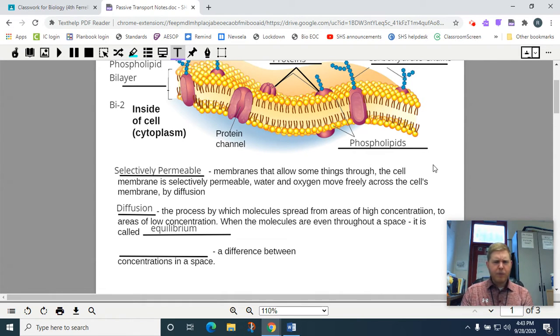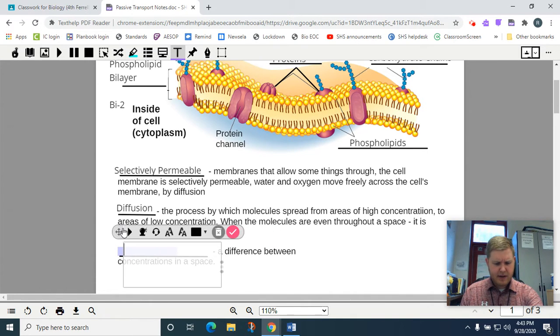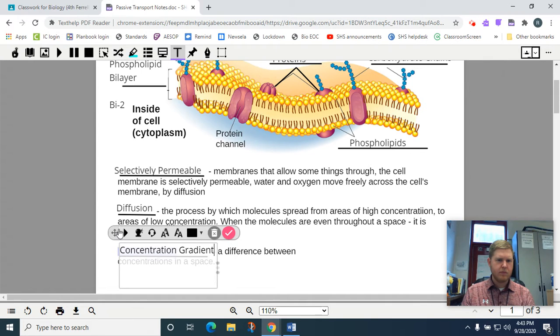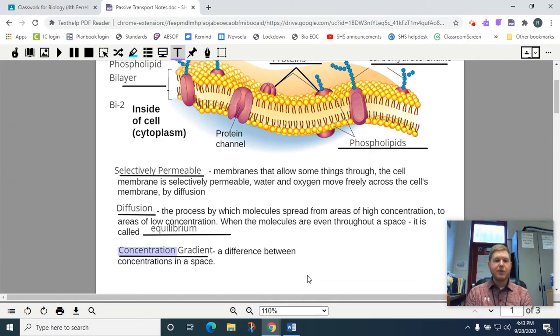So moving right along, next is this idea of concentration gradient. A concentration gradient is the difference between concentrations in a space. So it's the difference between a highly concentrated area and a low concentrated area. Like I said, smells are a really good example of this, whether it's perfume or cologne or someone passing gas, that is a smell.